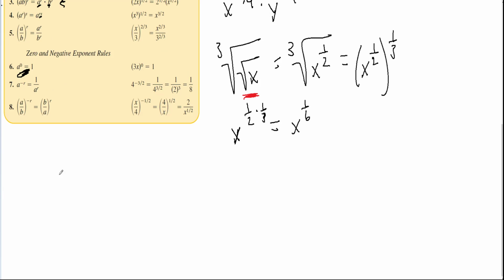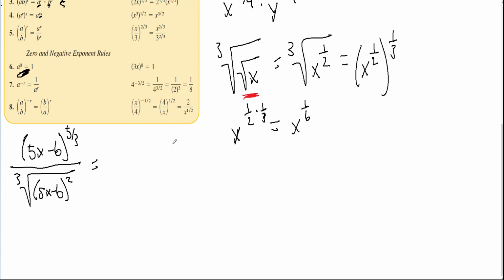And finally, if I have 5x minus 6 raised to the 5/3 power being divided by the cube root of 5x minus 6 squared, how do I go about solving this? So what I have to do is rewrite my denominator, okay, using my definition.